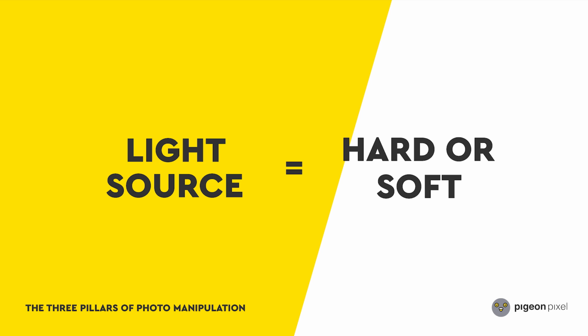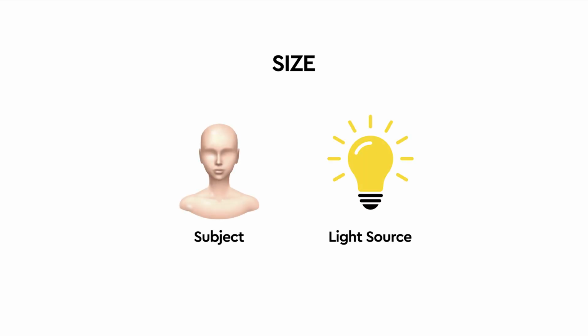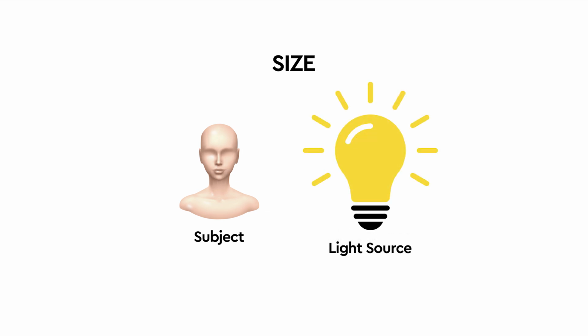And that depends on 2 things. The first one is the size of the light source compared to that of the subject. So the light source can be the same size as the subject. It can be smaller than the subject, and it can be larger as well. These all produce a different type of shadow, as we'll see later on.